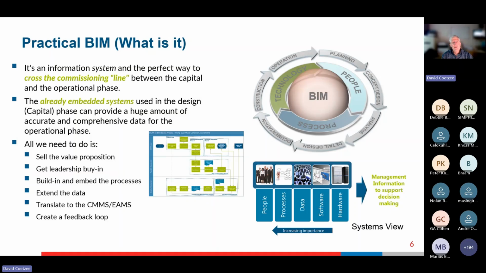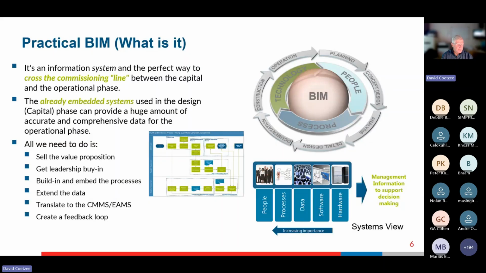And so one of the big things, as an asset management guy, that I would like to see is that we use the existing embedded systems that we're using in the design phase and that have produced a huge amount of data, and translate that data across the commissioning line into the O&M phase.